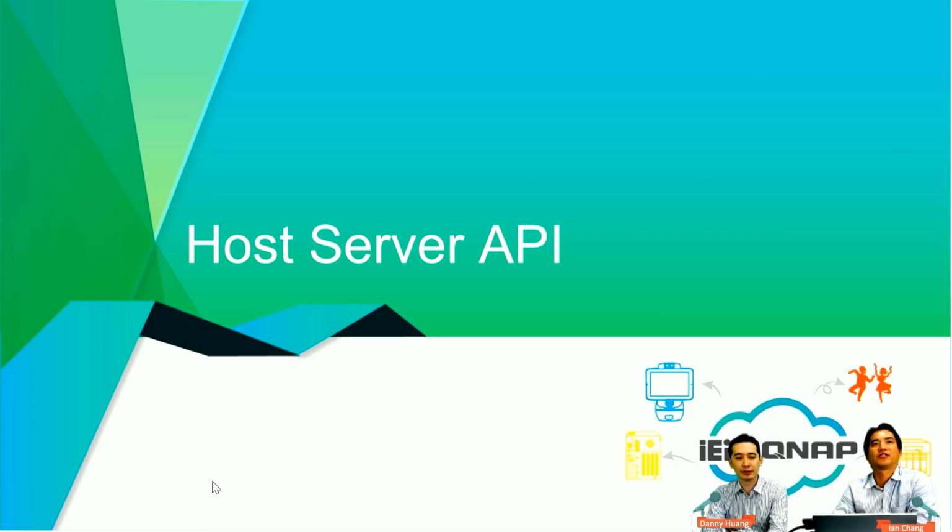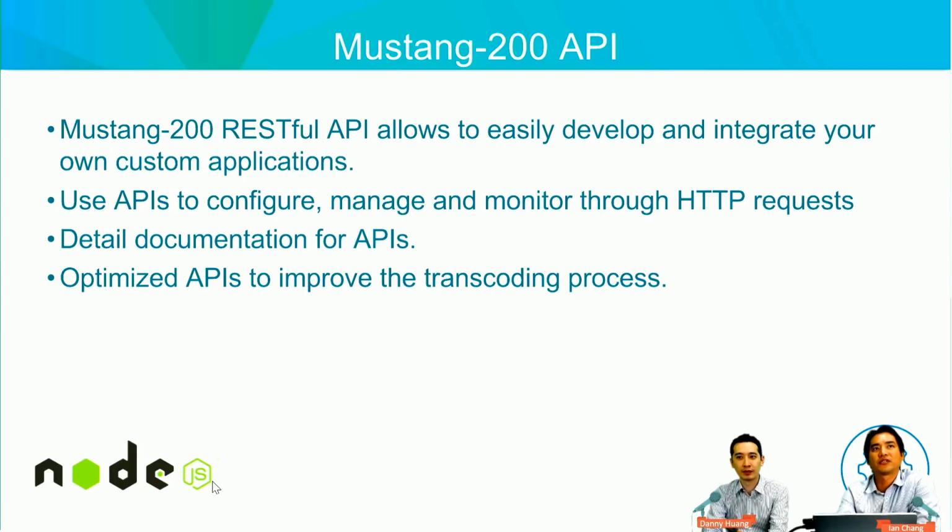This is the host server API. The Mustang-200 RESTful API allows you to easily develop and integrate into your own customer applications. Using the API, you can do configuration management and monitoring through HTTP requests. IEI also provides a more detailed document for the APIs, which you can download from GitHub. We also put our API document on GitHub. And we have already optimized our APIs to improve the transcoding process.